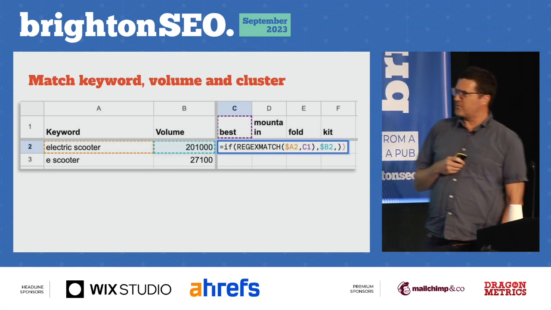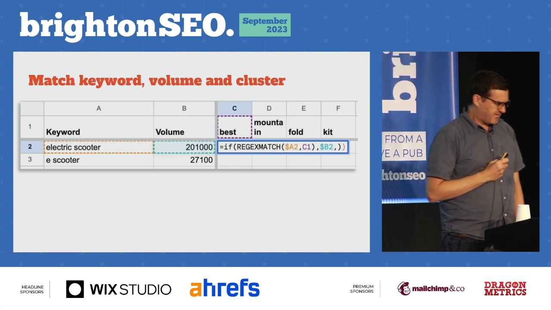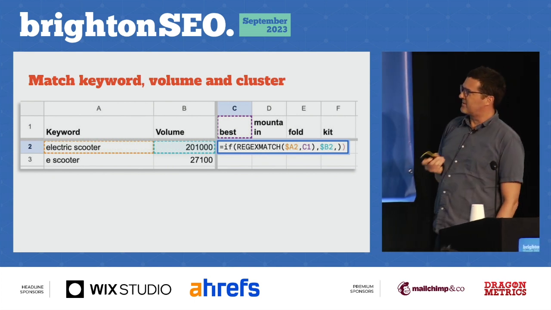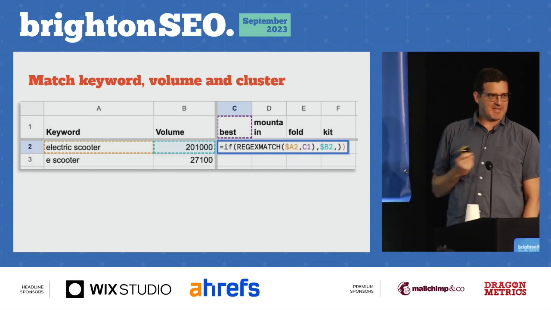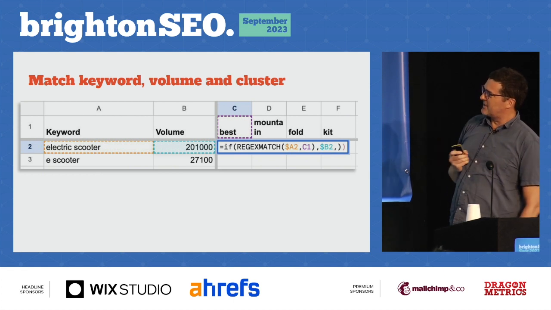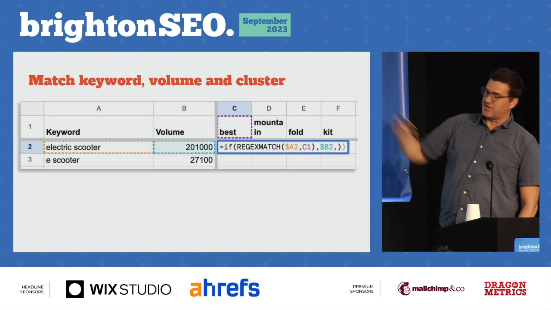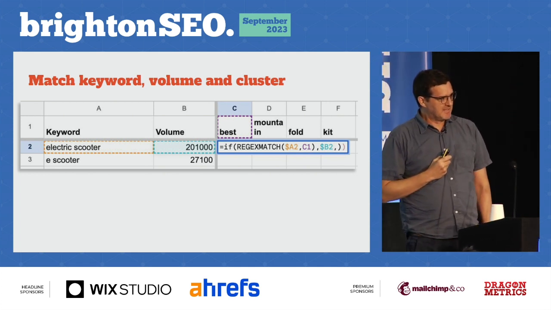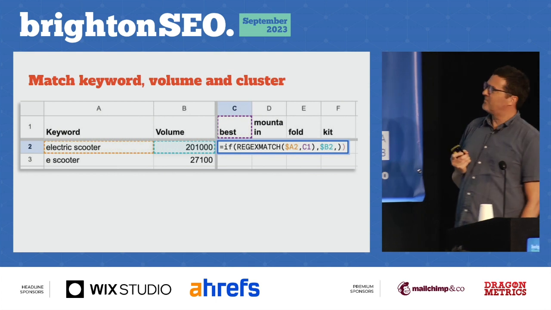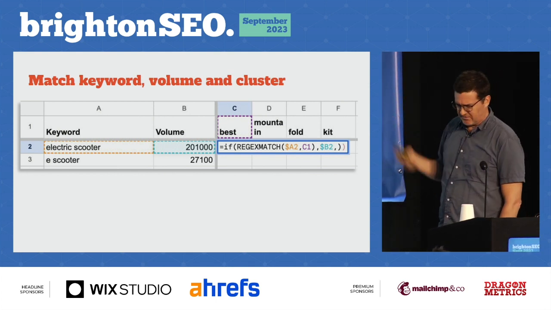And then the formula I'm going to use is this one here. Regex is a bit complicated, but this one's fairly simple. All it says is, have a look at the cell in A2, where it says electric scooter, and then if it contains the value in cell C1, where it says best, then pull in the number, 201,000. That seems fairly simple.